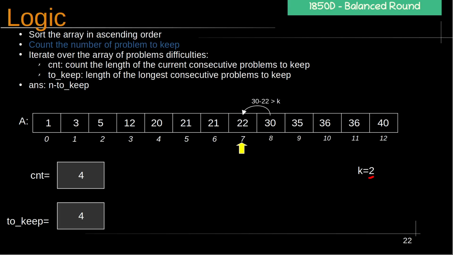We go to the next. These two problems, the current problem at index 7 and the next problem at index 8, are not balanced. So we have just one problem of length 1, which is 30.